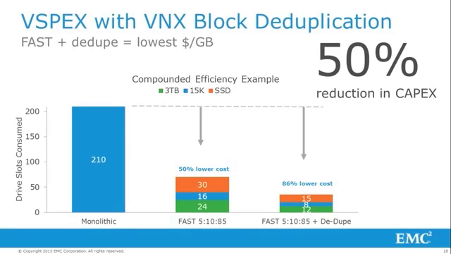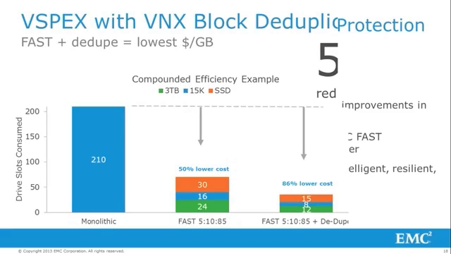All use cases will benefit from the increased efficiency. While only a few flash drives are needed for improving performance and lowering costs, customers can further reduce with deduplication. VNX out-of-band block-based deduplication can dramatically lower the cost of the flash tier. In this example, compared to 210 15K drives, FAST plus dedupe lowers the cost by 86%. The benefit of the compounded efficiency is ideal for virtual machines and other environments with redundant data across multiple sources.